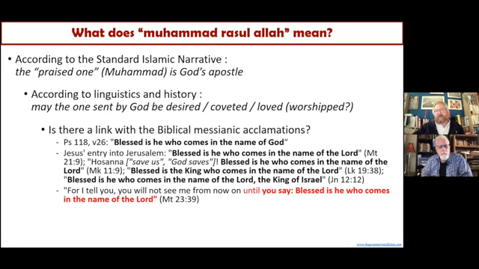We have this in every gospel, and we have something more when Jesus tells his disciples, in Matthew 23, for I tell you, you will not see me from now on until you say, blessed is he who comes in the name of the Lord. This is very, very close to the phrase Muhammad Rasulullah. This is very close to may the one sent by God be desired, be worshipped.